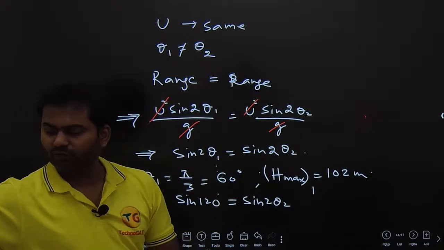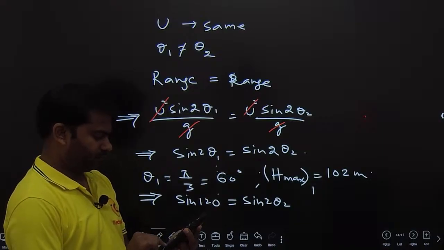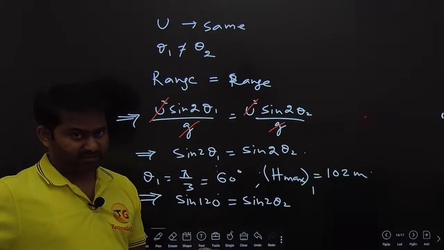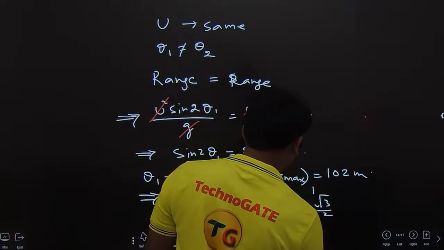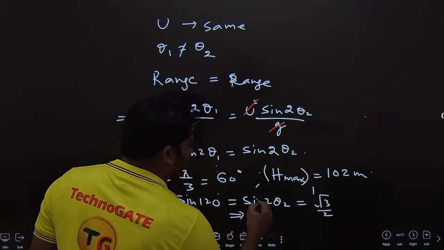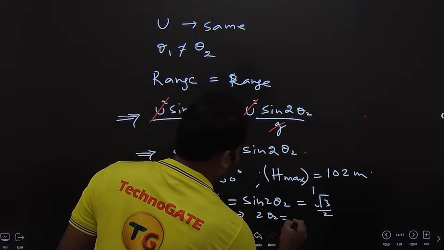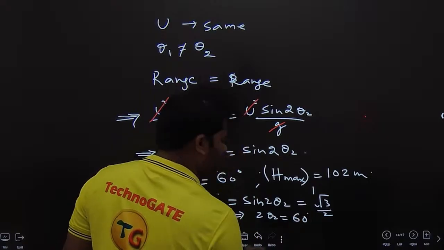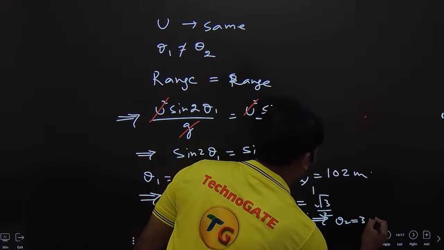Let me check sin 120. Sin of 120. Sin 120, sin 60 only, root 3 by 2. So we are getting this as root 3 by 2. From this what we can say? Sin 2 theta 2 is equal to root 3 by 2. So 2 theta 2 can be taken as 60 degrees. This implies our value of theta 2 we can take as 30 degrees.